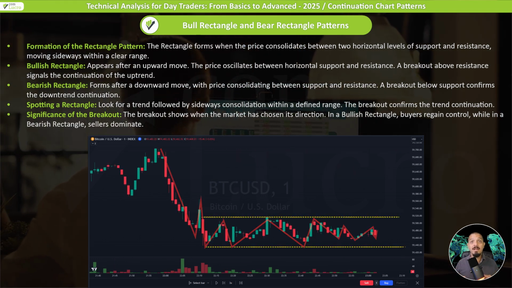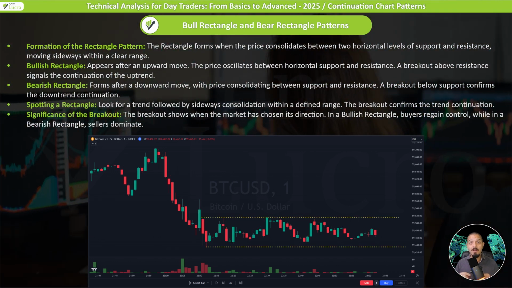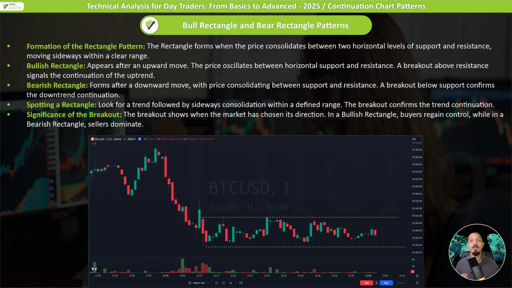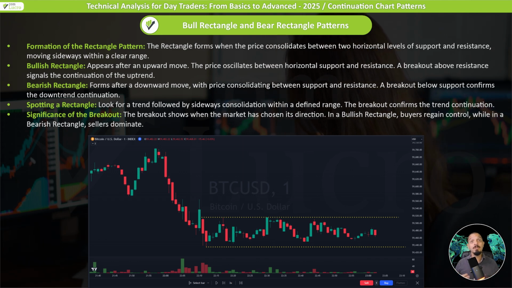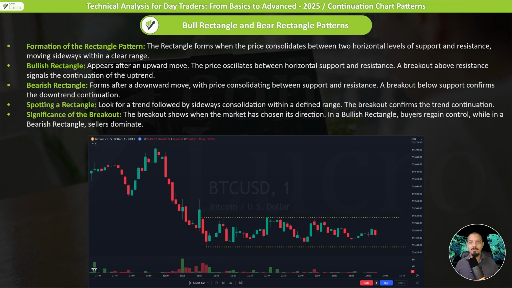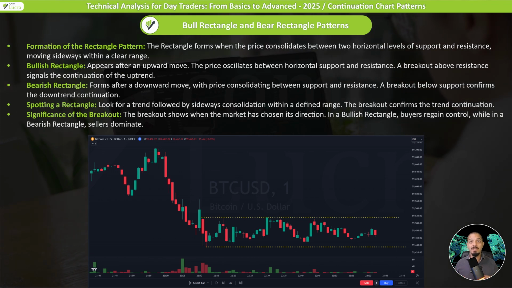Conversely, a bearish rectangle forms after a downward move, with the price consolidating between horizontal support and resistance levels. A breakout below the support confirms the continuation of the downtrend. To spot a rectangle, look for a trend, followed by a consolidation phase where the price moves sideways within a defined range. The breakout, whether upward in a bullish rectangle or downward in a bearish rectangle, confirms the continuation of the trend.